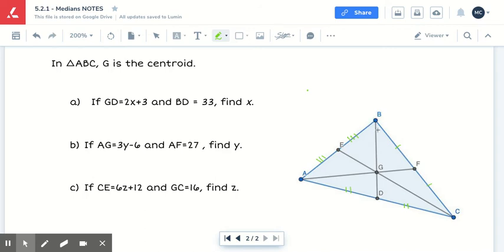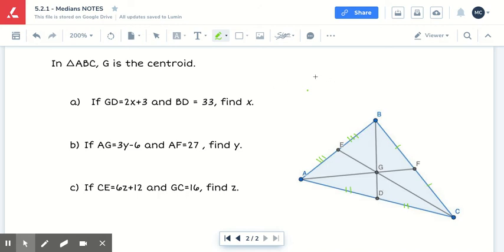It also tells me that BG is 2/3 of the distance of BD from the centroid theorem. And that's true for each of these. So AG is 2/3 of AF, and CG is 2/3 of CE. So my first bit of information is that GD is 2x plus 3. Looking at my picture here, GD is 2x plus 3. And it says BD is 33.